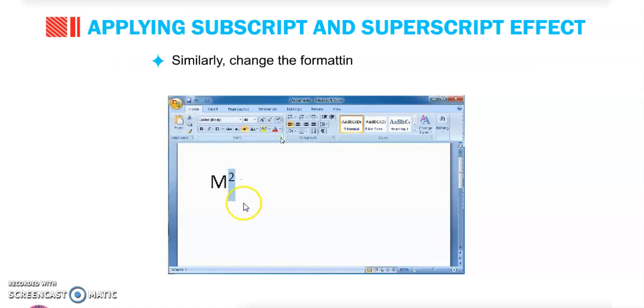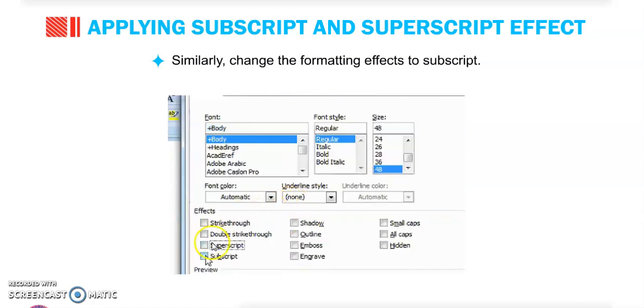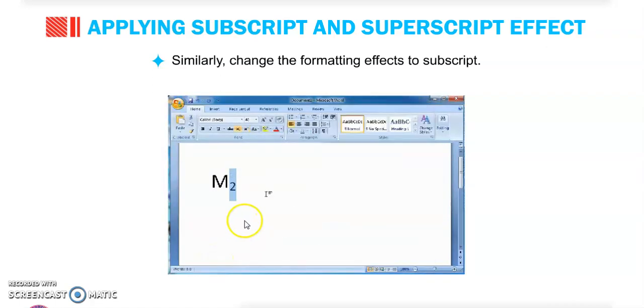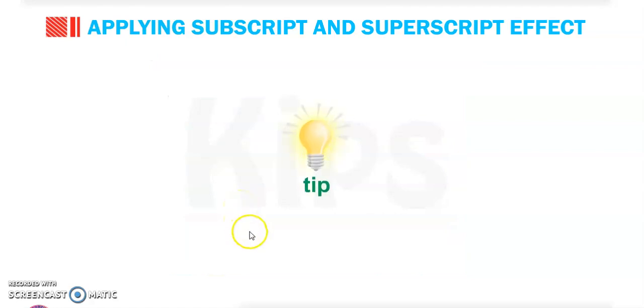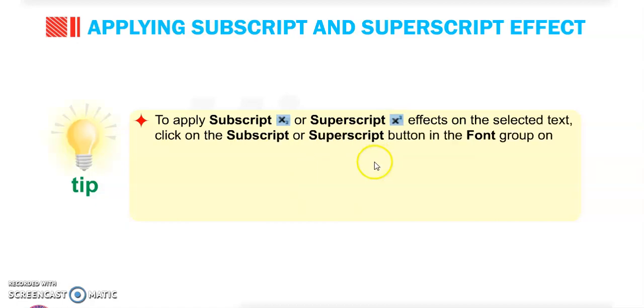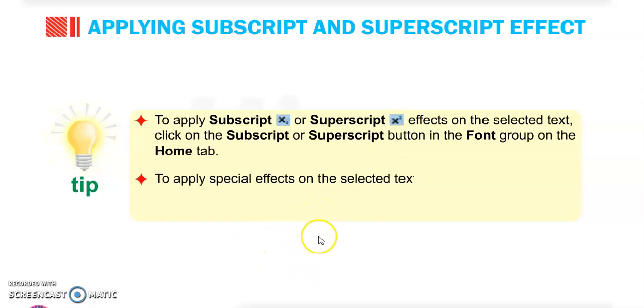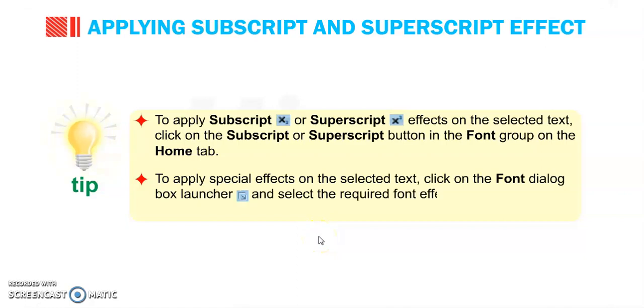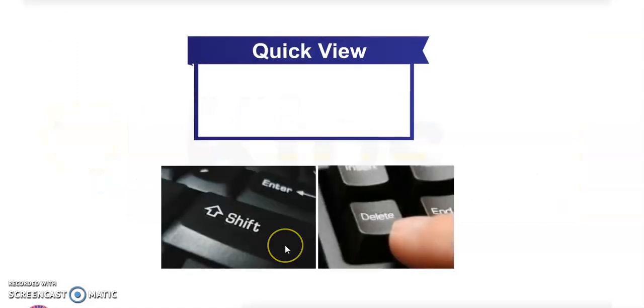And similarly, if you change the formatting effect to subscript, select it and click on the subscript option, it will take the 2 slightly below the line. Okay, there is one tip for you. To apply the subscript or superscript effect on the selected text, click on the subscript or superscript button in the Font group on the Home tab. And to apply the special effects on the selected text, click on the font dialog box launcher and then select the required font effect in the Font Effects section.